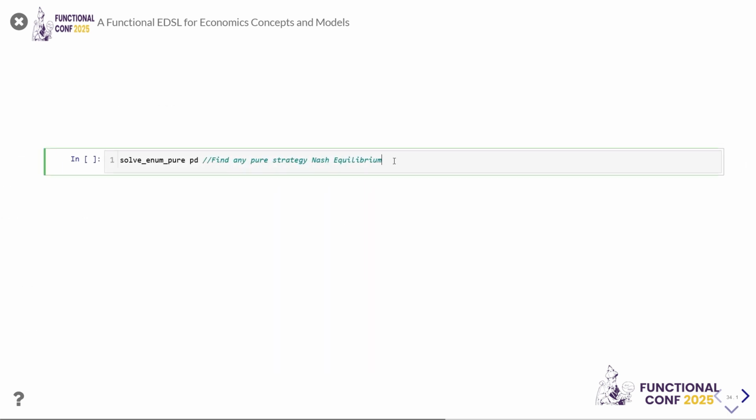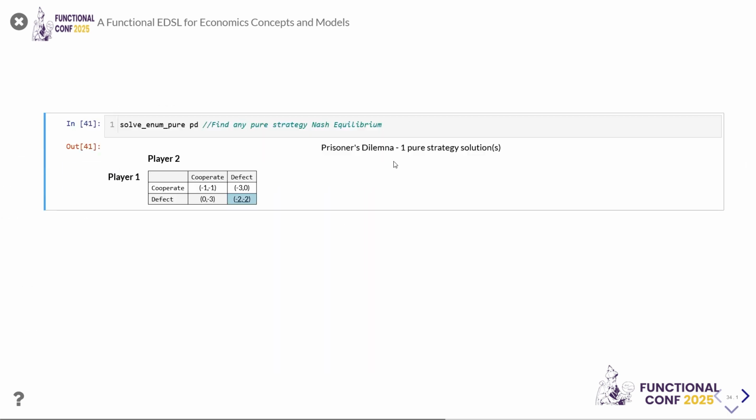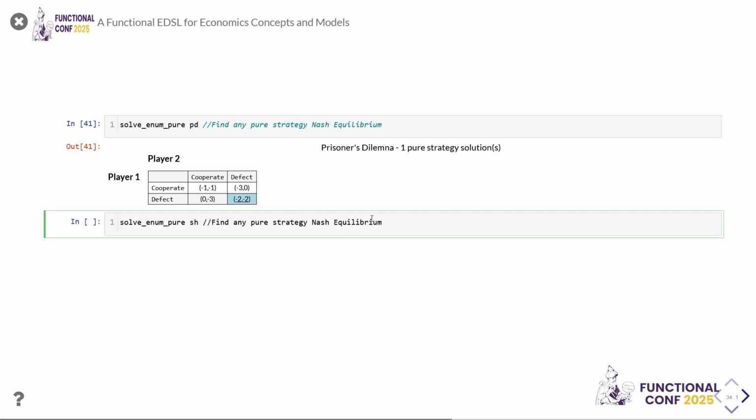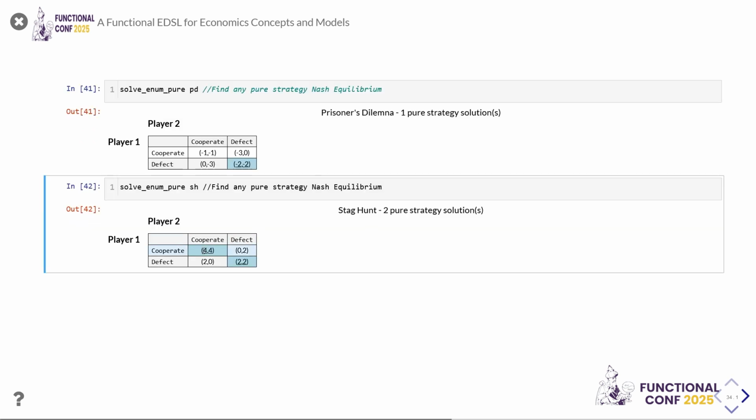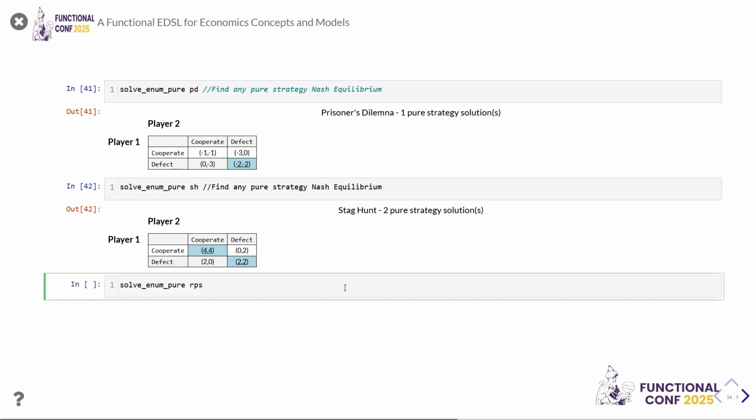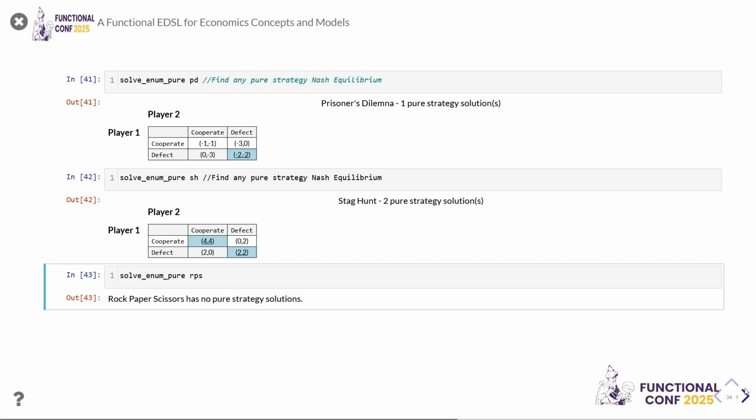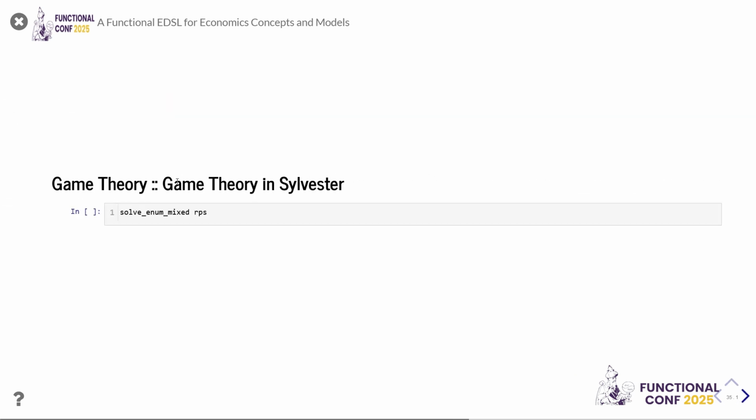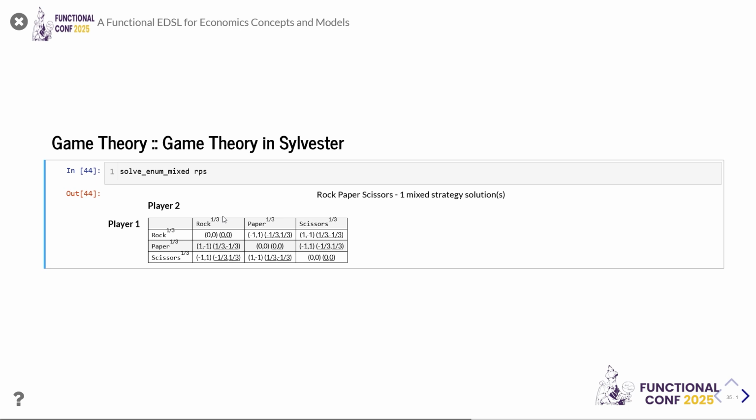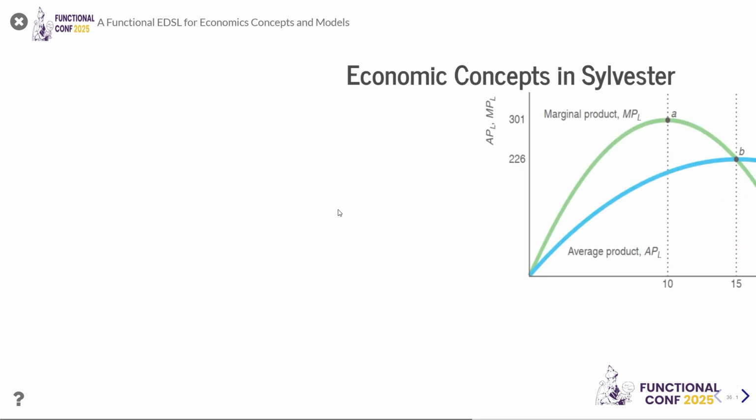Okay, so let's see how we can solve these things using Sylvester. So if we solve the prisoner's dilemma game, we get back that it has one Nash equilibrium. This is defect-defect. This is the rational choice for both players. And the stag hunt actually has two, so it's rational for both of them to cooperate and to defect. Now, the rock, paper, scissors game doesn't have any pure strategy Nash equilibriums, but it does have a mixed strategy Nash equilibrium, where each player plays one strategy one turn at a time. So this is a mixed strategy Nash solution. So this is basically how we can solve these different types of games in Sylvester.